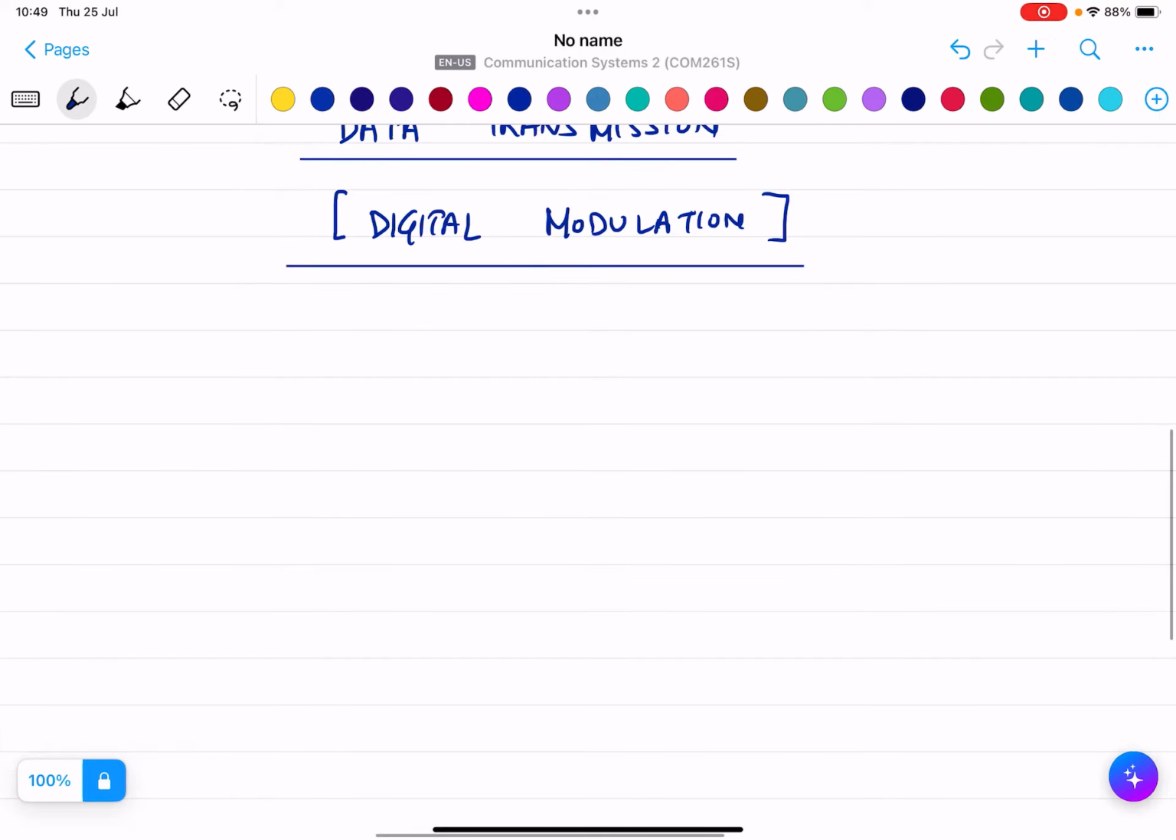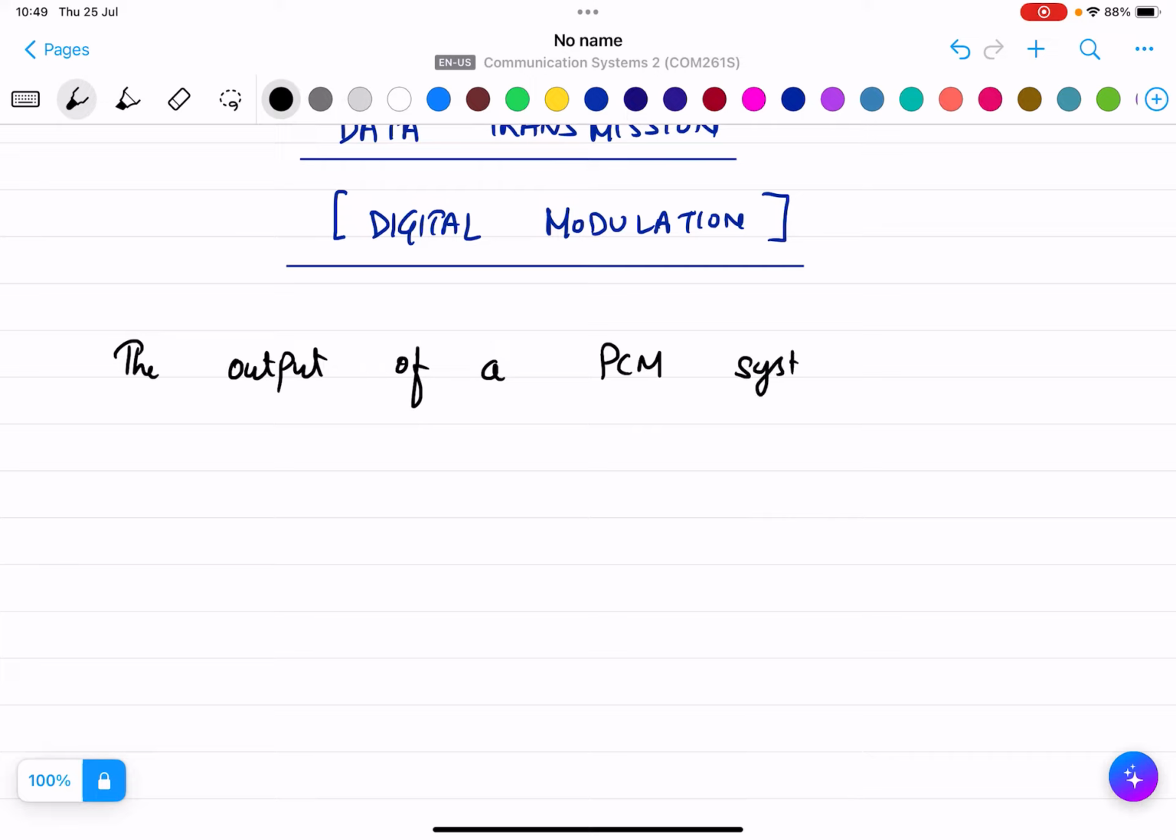So please prepare your notes just with me only. First of all, there is some definition I need to write. The output of a PCM system is a string of ones and zeros.